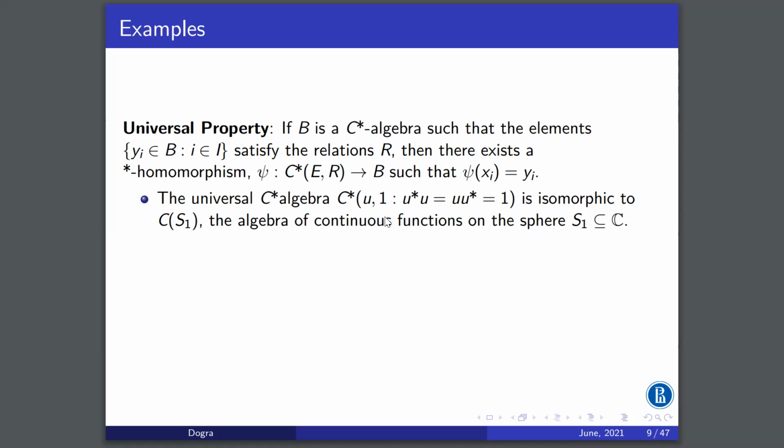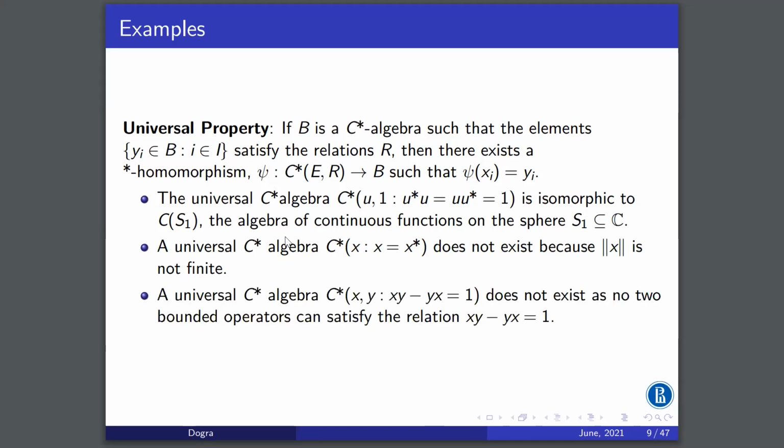For a concrete example, we see the C-star algebra which is generated by u and 1. These generators are such that they're all normal. u is normal and u multiplied with its involution is equal to 1. And this universal star algebra is isomorphic to the C-star algebra associated to the circle.